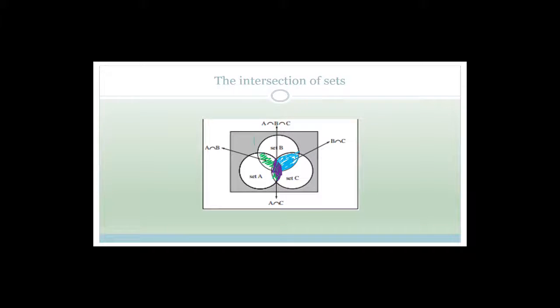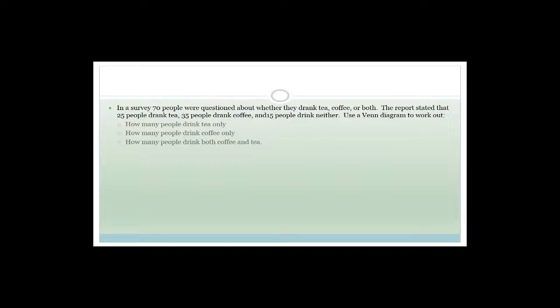So then you can see that the middle bit, right in the middle, this little bit here, is A intersection B intersection C. Okay, and that's where they all three intersect. So now we can use Venn diagrams to solve problems. Okay, so let's go through an example.